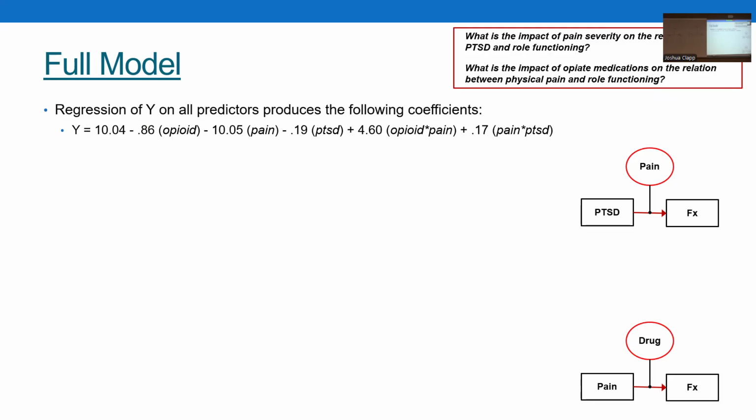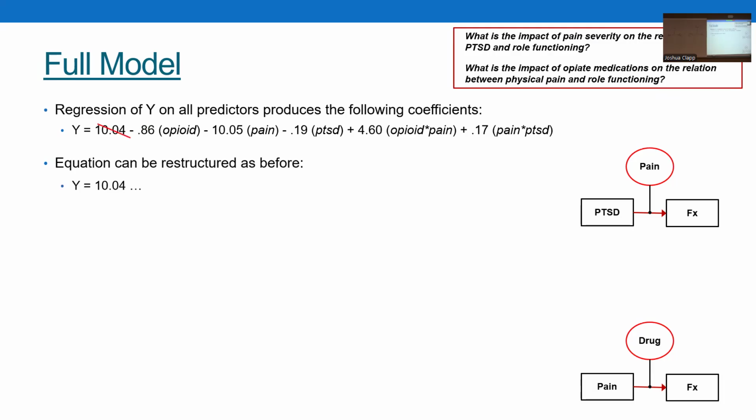Sorry, what do you mean by pain and opiate use is not tied together? So pain and opiate use is tied together. PTSD and opiate use is not tied together. Because here PTSD is tied with pain and pain is tied with opiate use, but PTSD and opiate use aren't tied together.